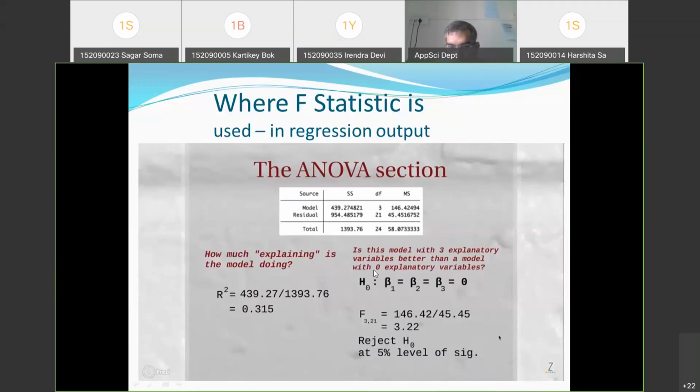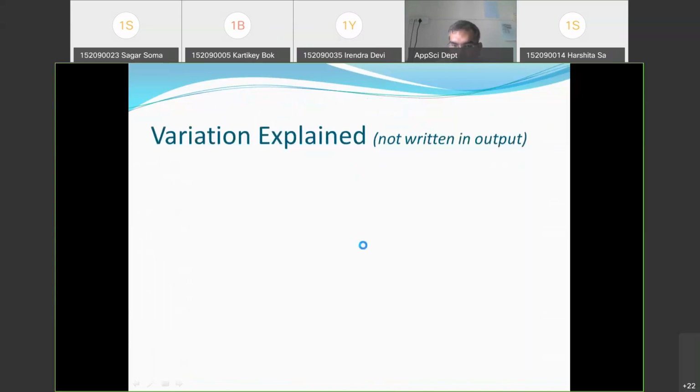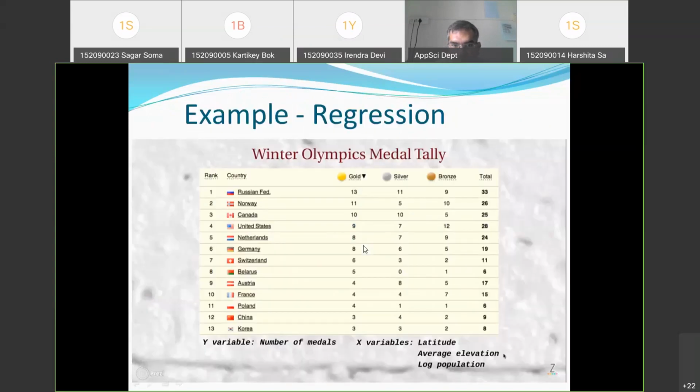Yes. And this mean square is now the measure of variation. This is the sum of squares, and this is the corresponding degrees of freedom. Here we have three variables in the example. Let us spend a few seconds on the example.